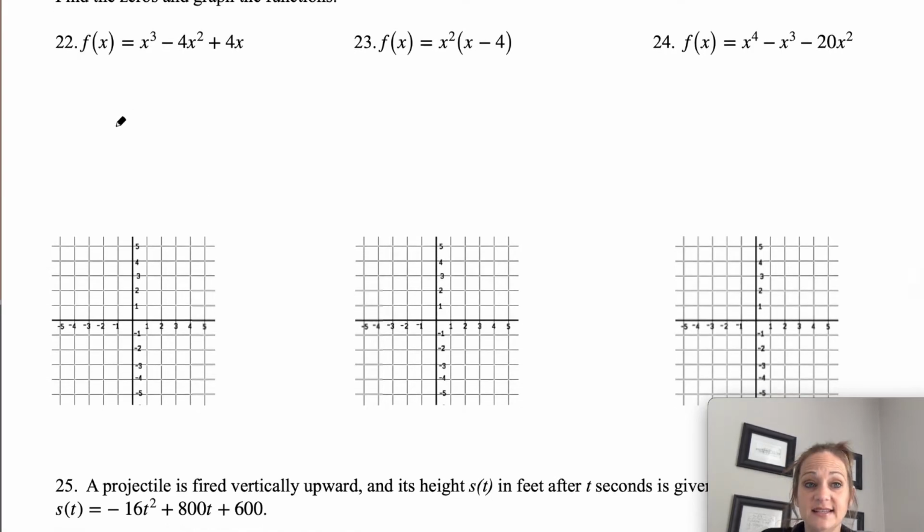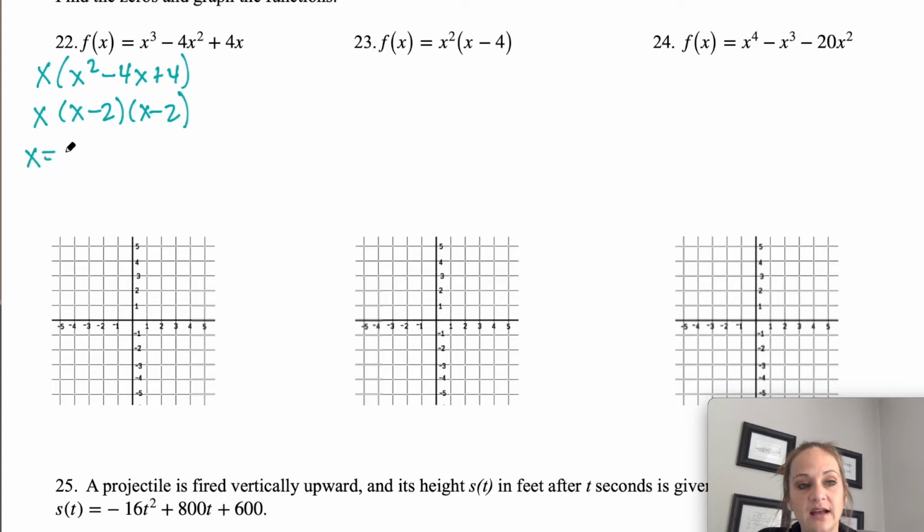So we're going to find the zeros of these graphs, and then we're going to graph these functions. So first, let's find the zeros. I can factor out an x first, and I'll be left with x squared minus 4x plus 4. And so this factors into (x minus 2) times (x minus 2). So when I find the zeros, I know that x equals 0 from this x, and then x is going to equal 2 from this one, and it's going to equal 2 from this one, which means there was a multiplicity of 2. So we know it crosses at 0 and touches at 2.